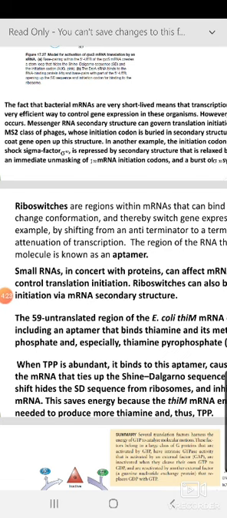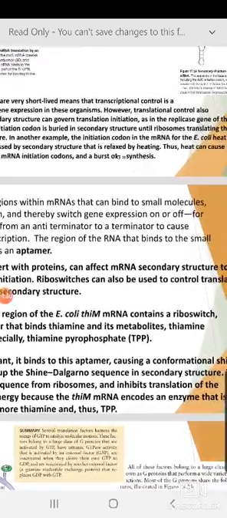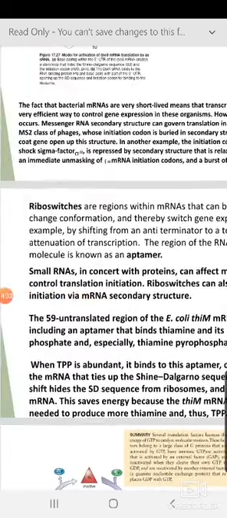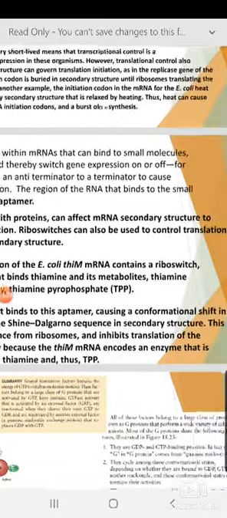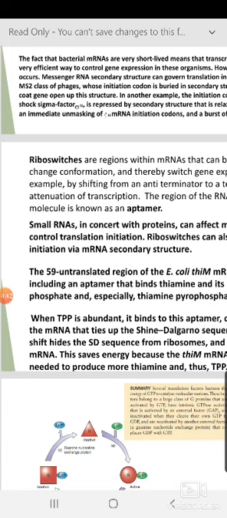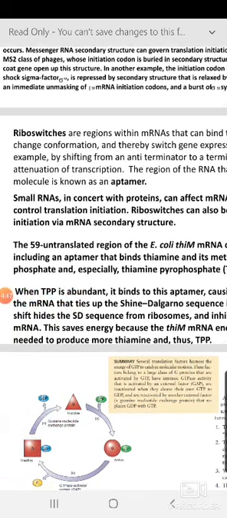What are these? Riboswitches are kind of sensors, regions within mRNA that can bind to small molecules, change conformation, and thereby switch gene expression on or off. For example, by shifting from an anti-terminator to a terminator to cause attenuation of transcription. So the anti-terminator now causes termination of transcription because the structure has changed.